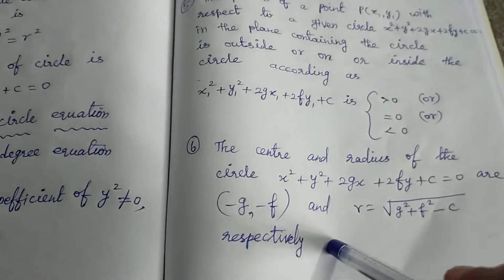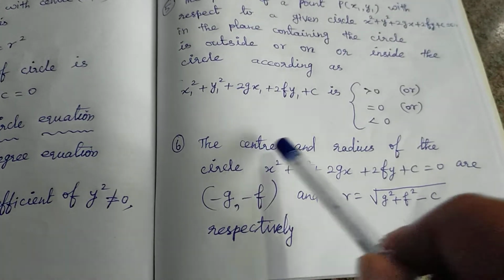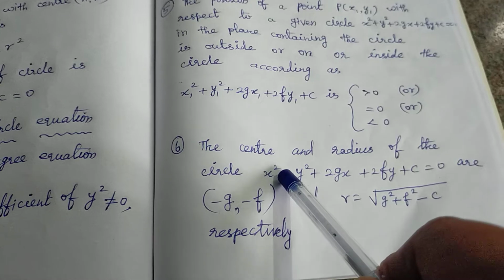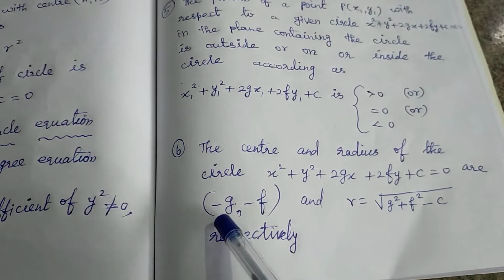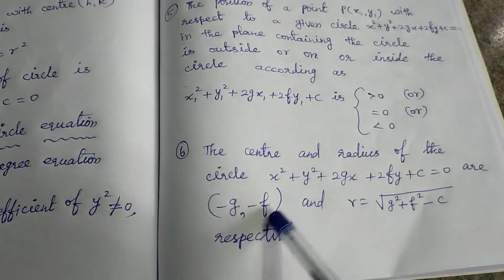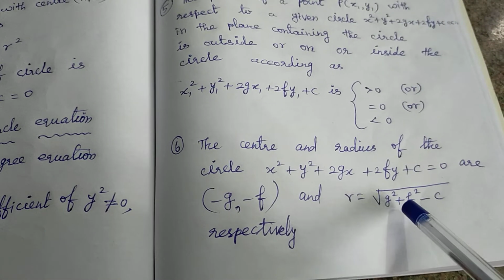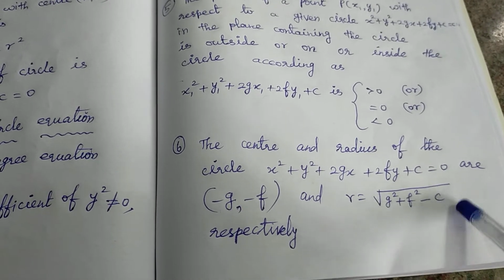Sixth result, the center and radius of the circle. This is the general form of the circle equation. Center is minus g comma minus f. Radius is square root of g square plus f square minus c.